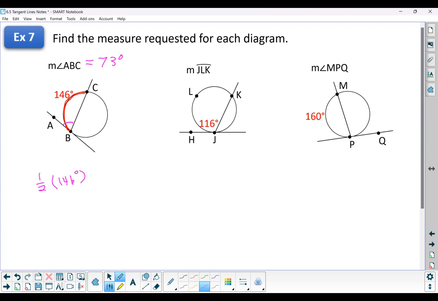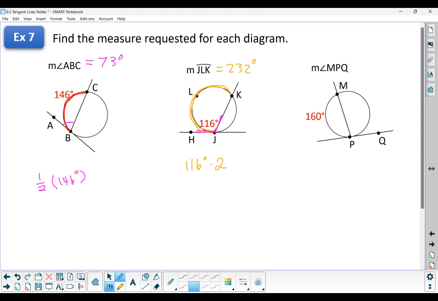In our second diagram, when the angle shows up on the interior of the circle like that, this angle right here is 116, and we are trying to calculate the length of the arc from J to L to K, so this major arc. Well, to get the arc from that angle that has its vertex on the edge of the circle, we just double it, so that is a 232-degree arc.